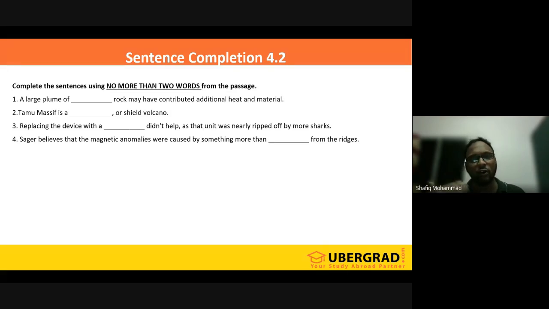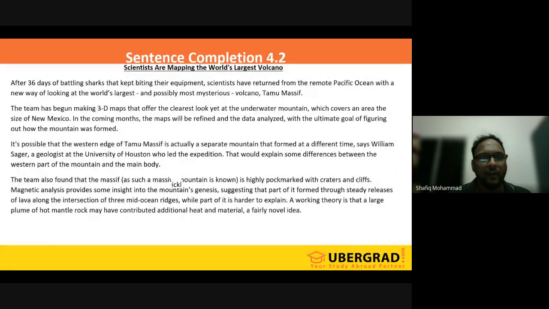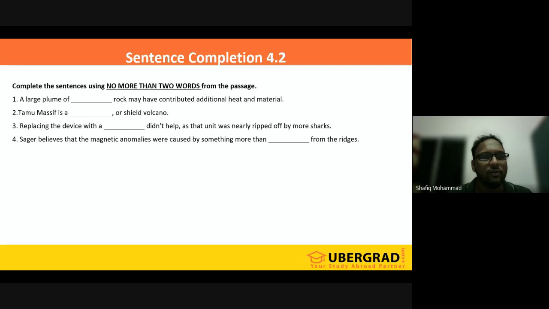Remember this, like I always tell in every session: if it is no more than 3 words, the answer can be 1 word, 2 words, or 3 words. If it is no more than 2 words like this, the answer can be 1 word and 2 words also. So carefully read the passage and start. I'm giving you exactly 6 minutes. Your time starts now. I believe that you have the passage with you and also the questions. Shall we start?